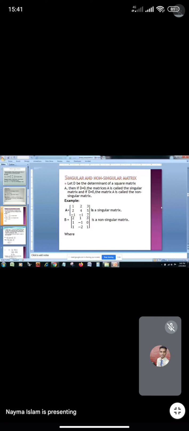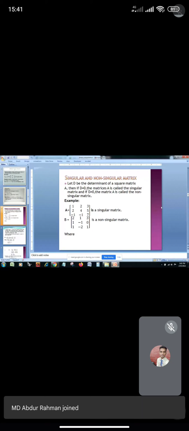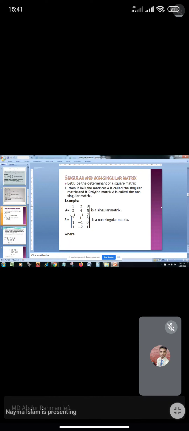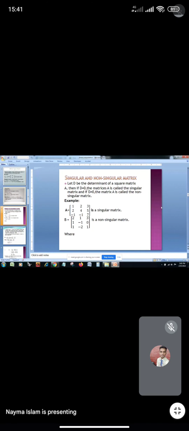If I give you this question in the exam, define singular and non-singular matrix, in that case you have to write: if the determinant of a square matrix is equal to 0, it is singular. If the determinant of a square matrix is not 0, it is non-singular. If zero, it is singular; if non-zero, it is non-singular.